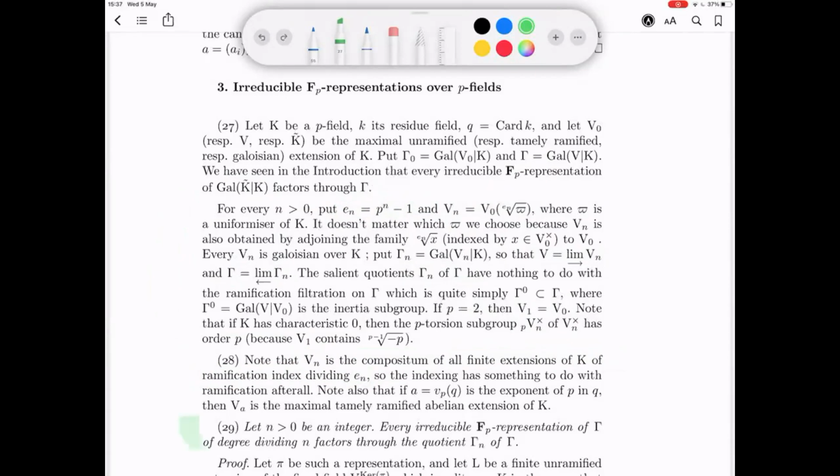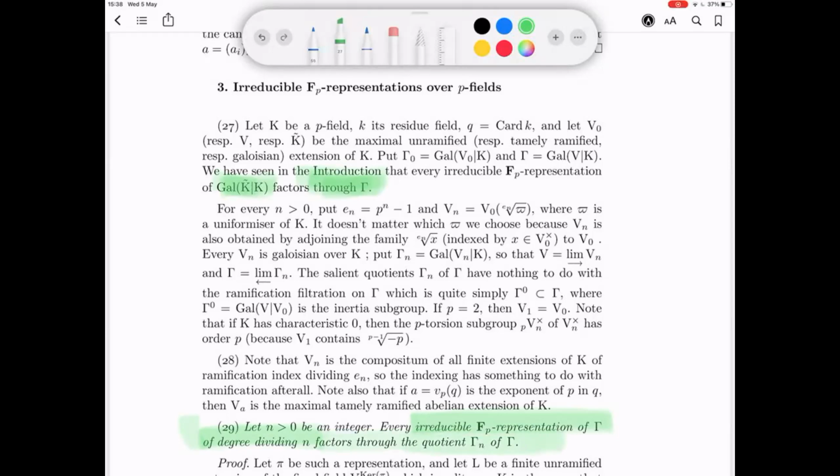Now, the first observation is that if you are looking at irreducible Fp representations of gamma — here we had said that we are only interested in the representations of gamma, because initially we were interested in representations of the Galois group of K tilde over K, which is the absolute Galois group of K. But we have seen that they all factor through gamma, and therefore we are only interested in irreducible representations of gamma. Now, we are saying that if the degree of an irreducible Fp representation of gamma divides n, then it factors through this quotient gamma n of gamma.